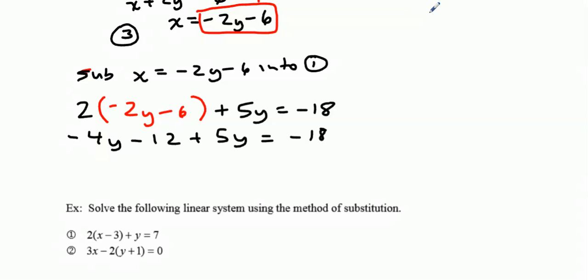I'm going to gather up my like terms. So minus 4y plus 5y is y. Minus 18, I'm going to move that minus 12 to the other side. And I get y equals minus 6.